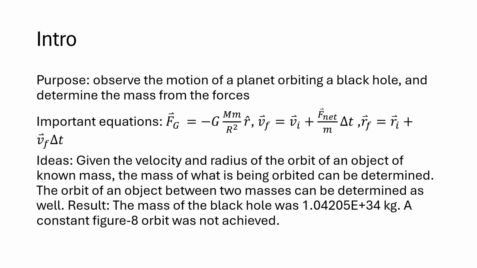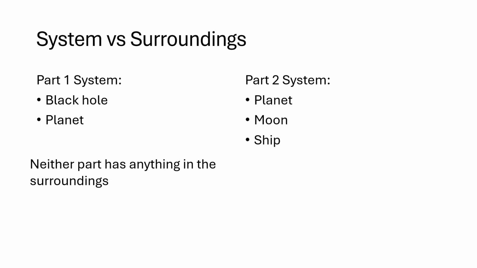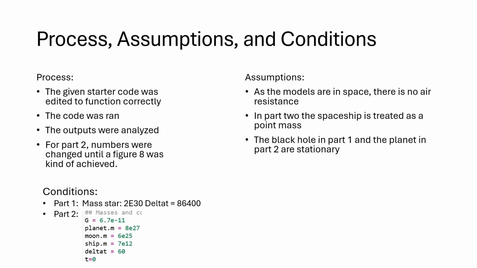And the result: the mass of the black hole was 1.04205 times 10 to the 34, and a constant figure-8 orbit was not achieved. System versus surroundings. Part 1 system was black hole and planet. Part 2 system, planet, moon, and ship. And neither part had anything in the surroundings.